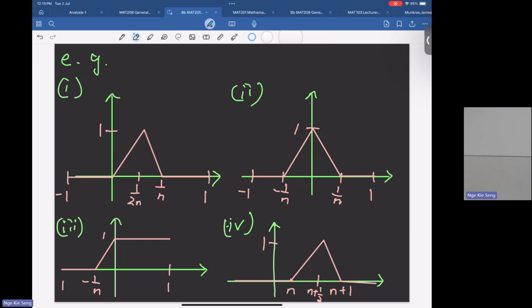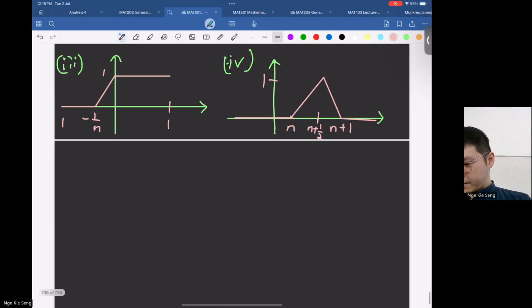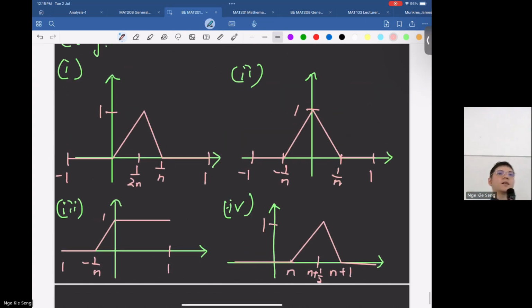Okay, so now I want you to guess. Discuss with your friend. What is the pointwise limit for this sequence of functions? I give you 5 minutes to discuss. Give me the pointwise limit of this function. Try to write down the pointwise limit. Try to write down what this function converges to.